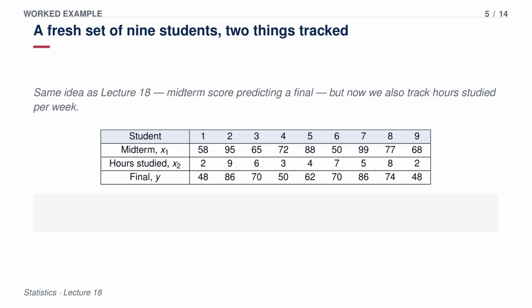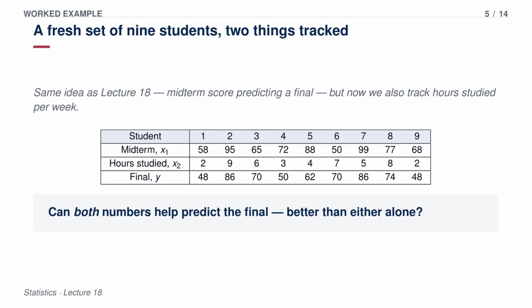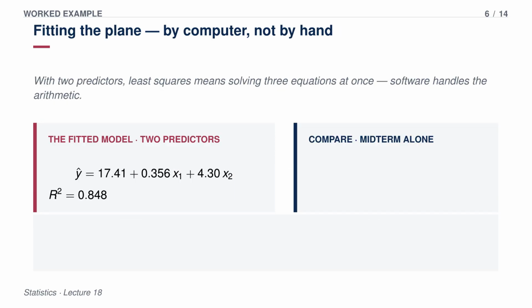A fresh batch of 9 students, new numbers, same idea as last time. Midterm score, final score, and now also hours studied per week. Midterms from 50 up to 99, hours studied from 2 up to 9, finals from 48 up to 86. Can the 2 of these together, midterm and hours studied, predict the final better than either one alone? With 2 predictors, fitting the plane means solving 3 equations at once. Nobody does this arithmetic by hand.